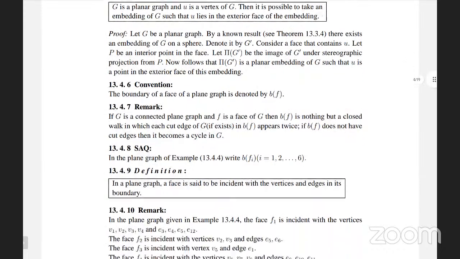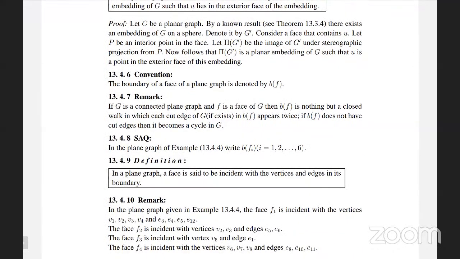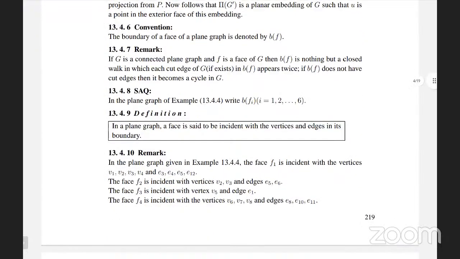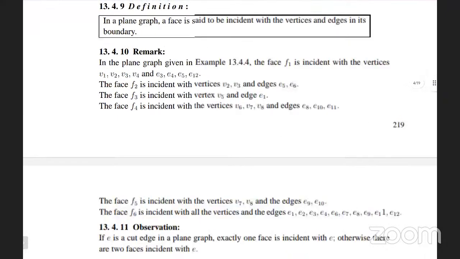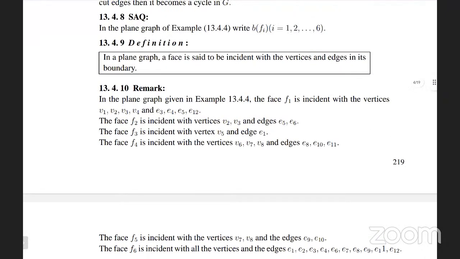Now the boundary of a face of the plane graph is denoted by B of F. In a plane graph, a face is said to be incident with the vertices and edges in its boundary. If a vertex or edge is in its boundary region in a planar graph, we call it incident.